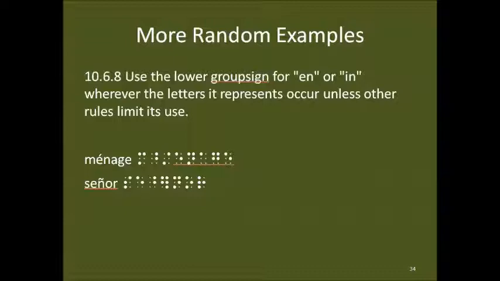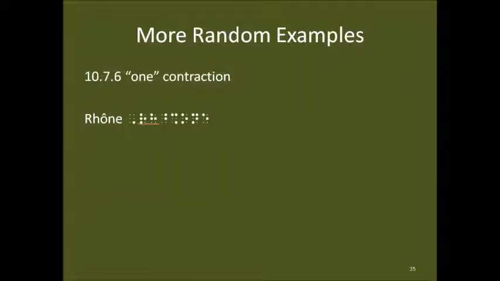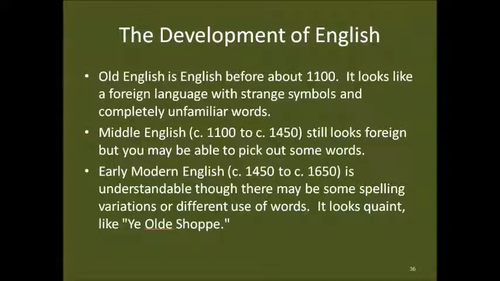So ménage, we have m modified e, that means we cannot use the en contraction in that word. Senior, once again, we can't use en because that n is modified with a tilde. Remember to put your n after that tilde mark. Rhone, we can't use the one contraction because of the modified o. And that takes care of modifiers in random text, where random words show up within otherwise English text.